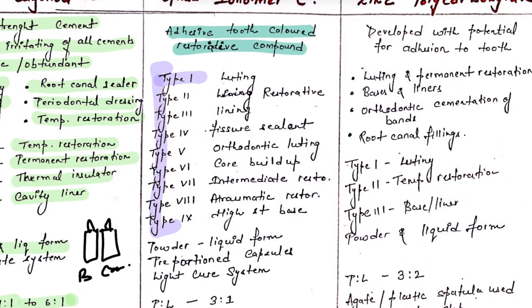So type 1 is the luting type. We use it for adhesion, like we use zinc phosphate and zinc eugenol. Then type 2 is restorative. Type 3 is lining. Type 4 is fissure sealant.